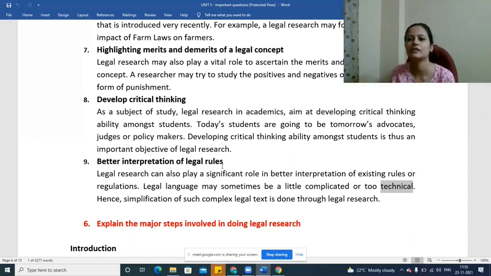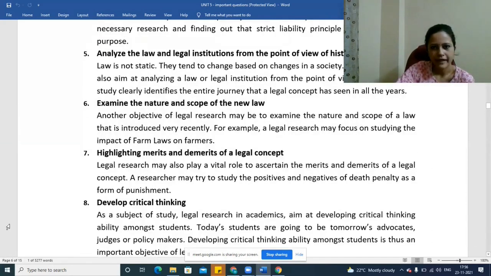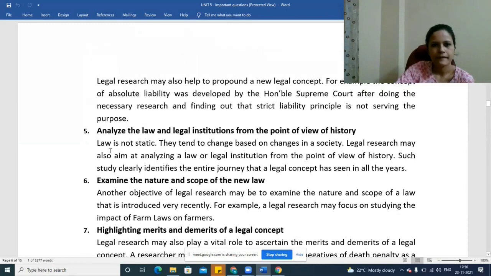What is it that these farm bills are having? Okay, so this is nothing but again an objective of legal research. Is it clear? Yes, ma'am. The point 5 again one more time. Point 5. Yeah. So analyze law and legal institution from the point of view of history.